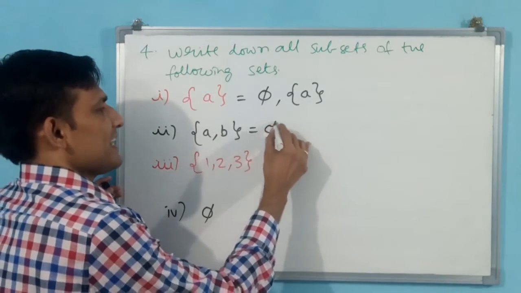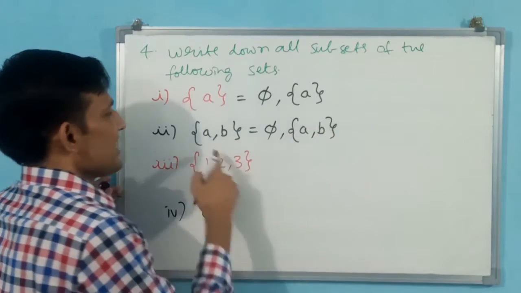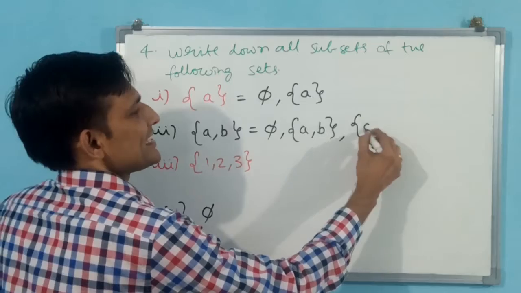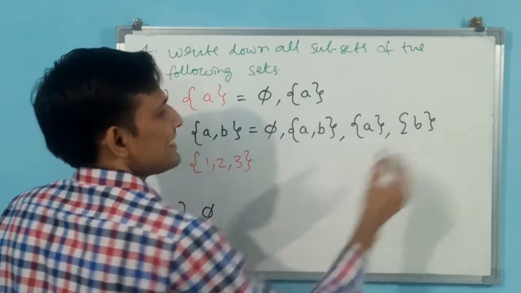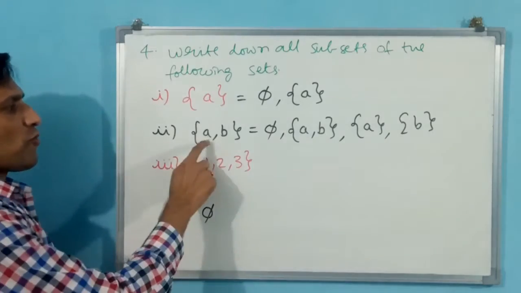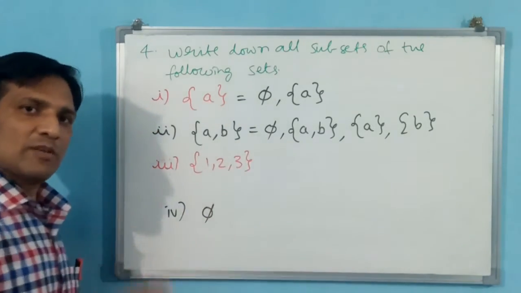Now let us go for the second question. First set is the empty set. Next the full set A comma B. Next A, next B. Okay, 2 power 2, 4. 1, 2, 3, 4. 4 subsets have come, over.